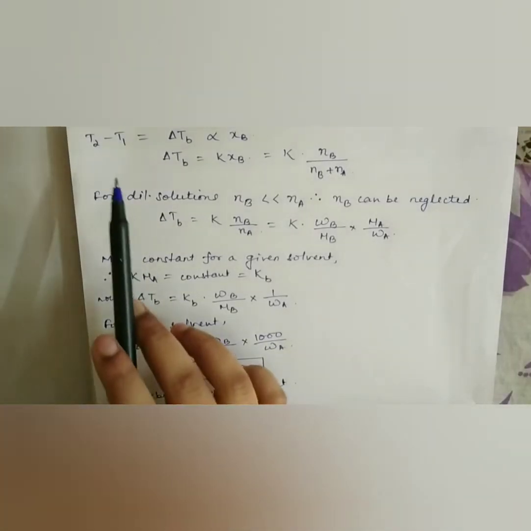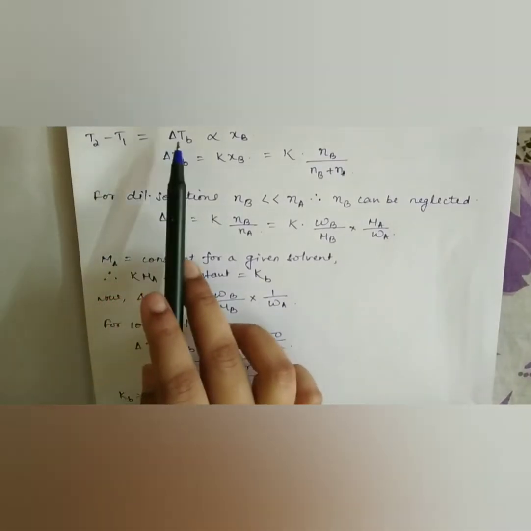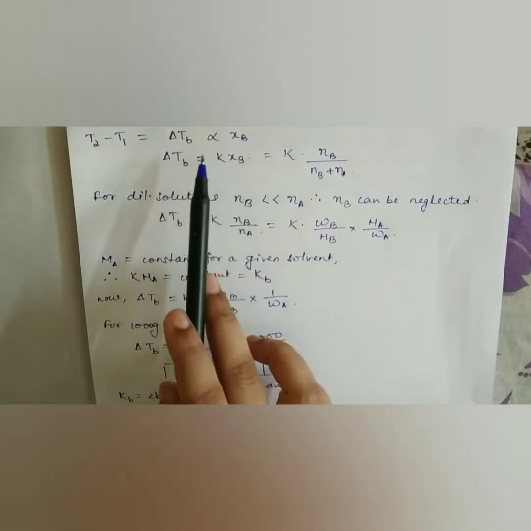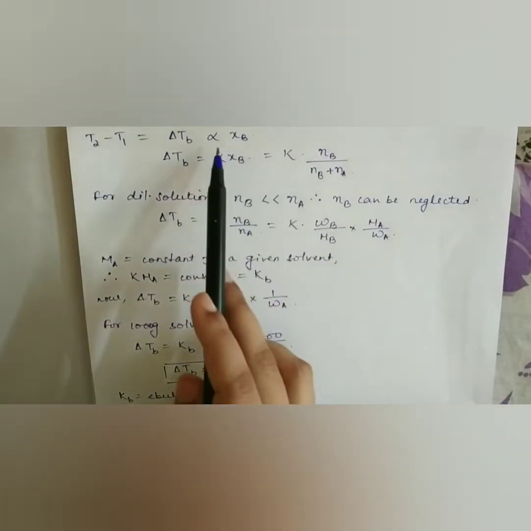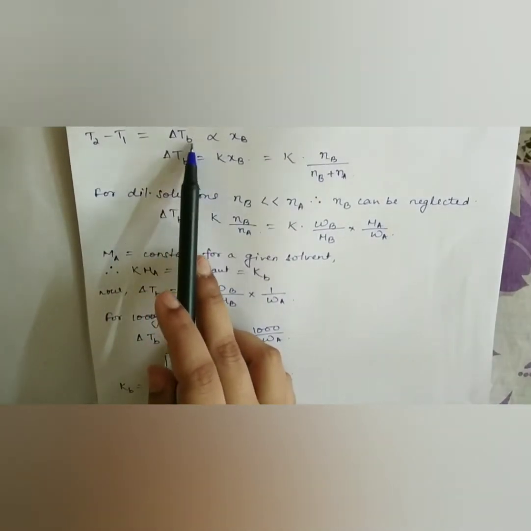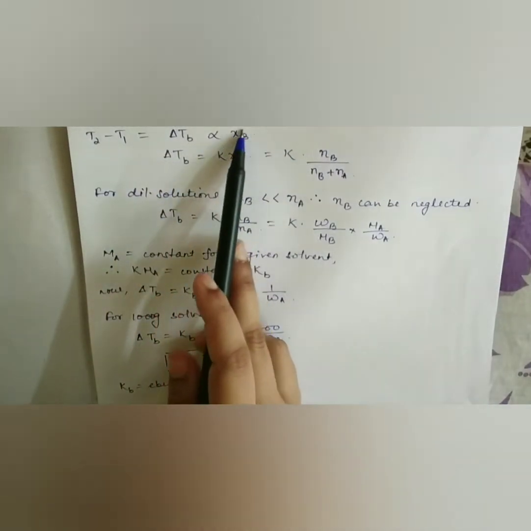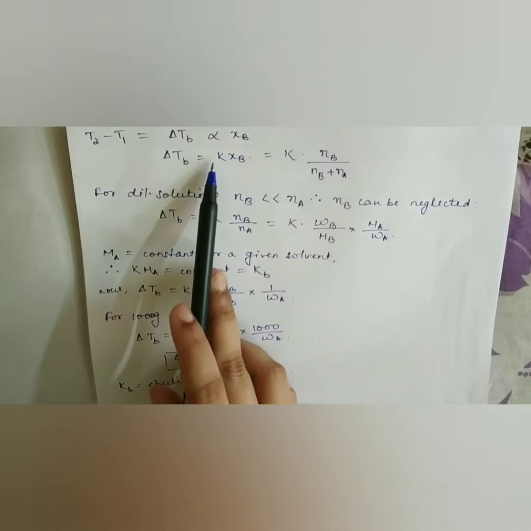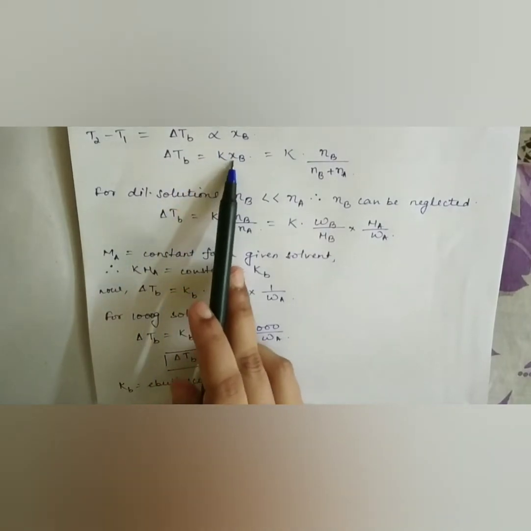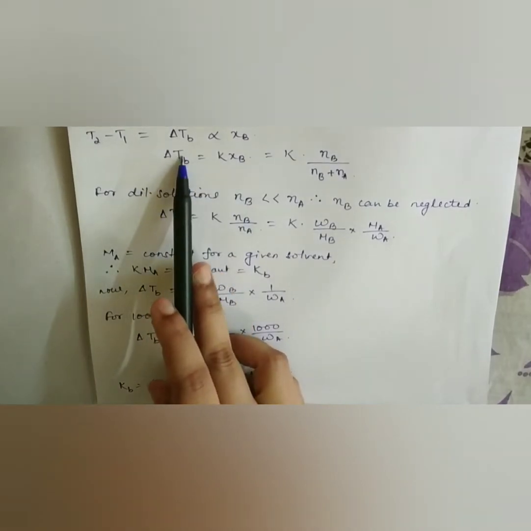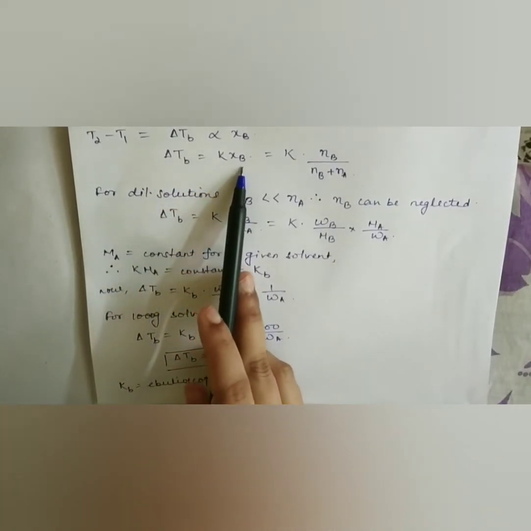So this T2 minus T1, which is the delta TB, since it is a colligative property, must be directly proportional to the mole fraction of the solute. So delta TB is directly proportional to XB. Now in order to remove this proportionality sign and to equalize it, we have to bring a constant. Here we have denoted the constant with K. So delta TB is equal to K XB.